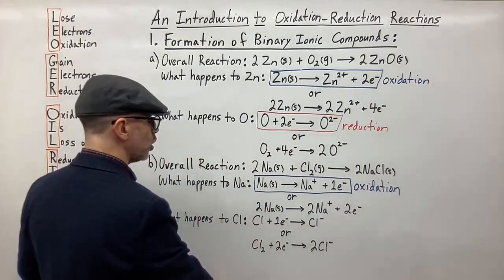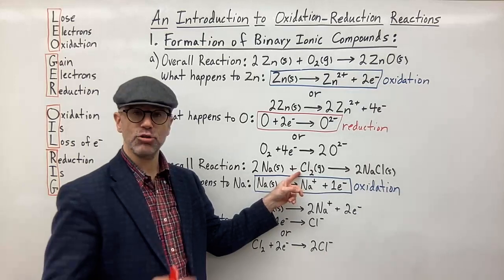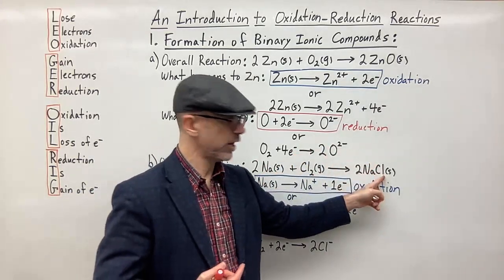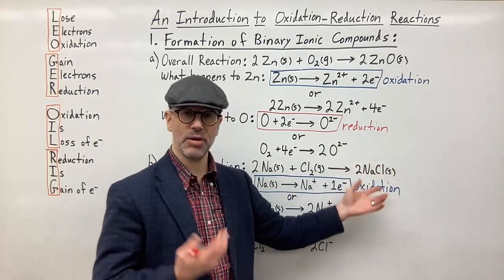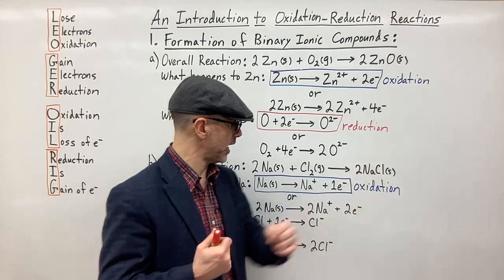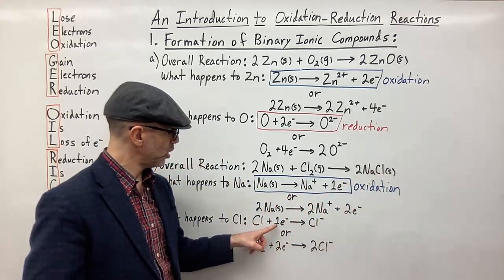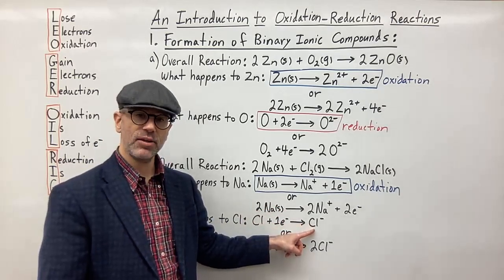And then if we look at chlorine, chlorine is a neutral molecule, zero charge. But then if we come over here, it's got a -1 charge as part of this ionic compound. So it becomes an ion, a -1 ion. And so we can write that down here. Cl plus 1 electron gives us Cl minus.